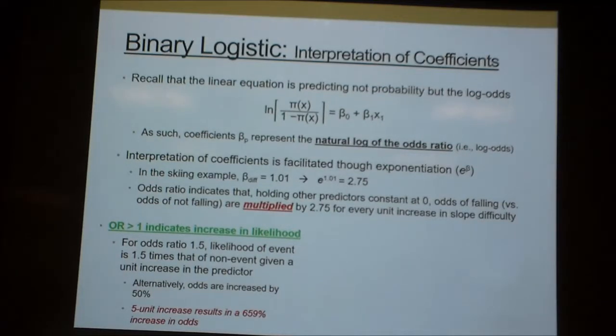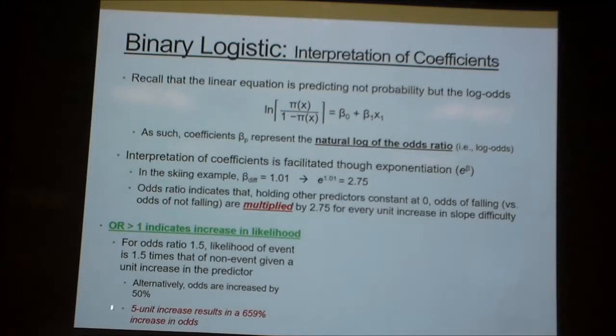Alternatively, remember, we can take that odds ratio, subtract 1, and interpret it as a percentage increase. So we take 1.5, subtract 1, and we've got a 50% increase. So the odds of me falling, all else held equal, increase by 50% if I'm skiing in the fall versus skiing in the spring.